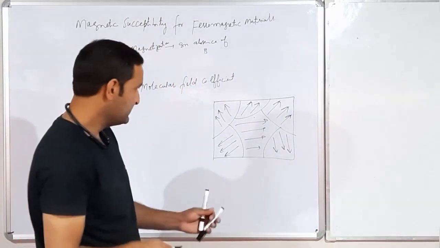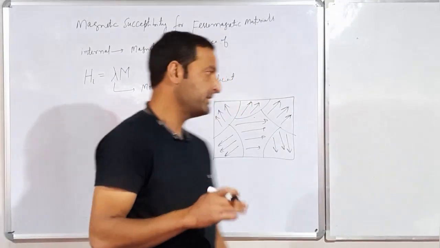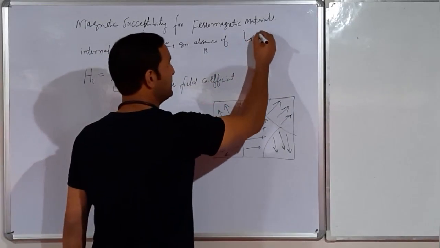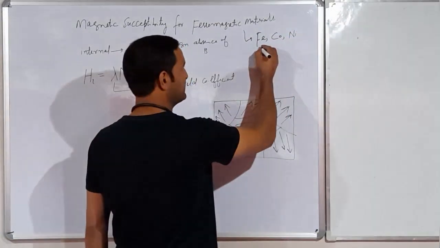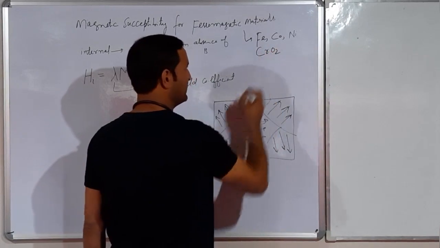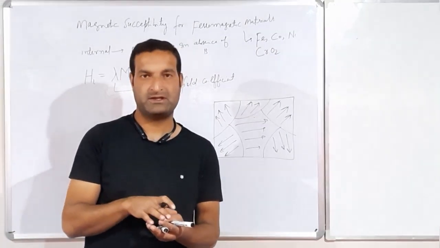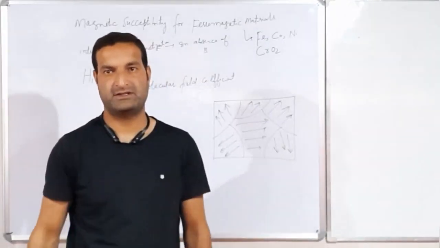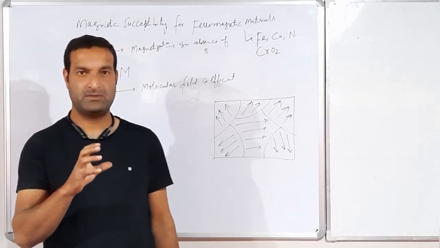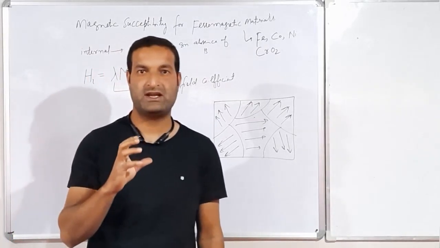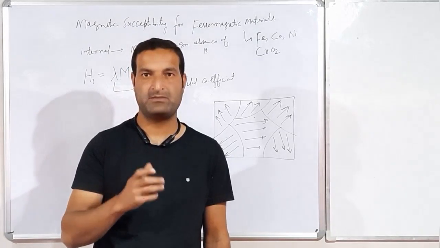So ferromagnetic materials are materials like iron, cobalt, nickel, and some oxides also, that is chromium dioxide. So these are the ferromagnetic materials. In these ferromagnetic materials, there are unpaired electrons, because the main contribution in magnetization is due to the electron spin. If there are unpaired electrons present within the material, there is a net magnetization.